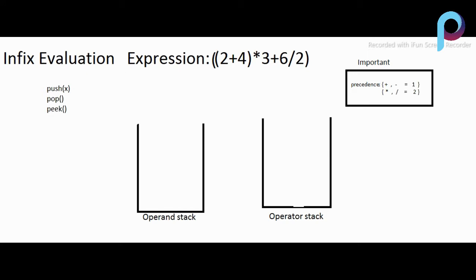So here is the single character, that is an opening bracket. Now you have to take it and push it in an operator stack. There is again an opening bracket, so we have to push it in the operator stack. Now there is an operand, that is 2, so we have to push it in the operand stack.